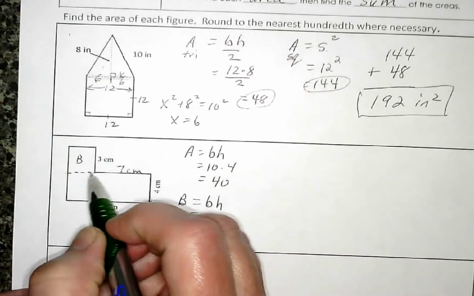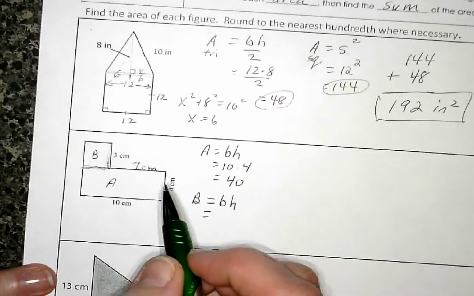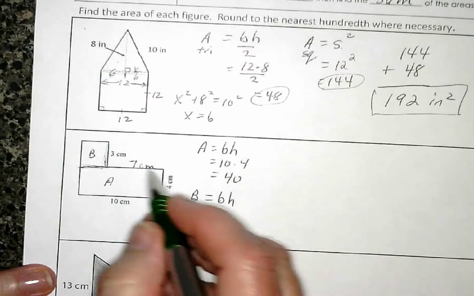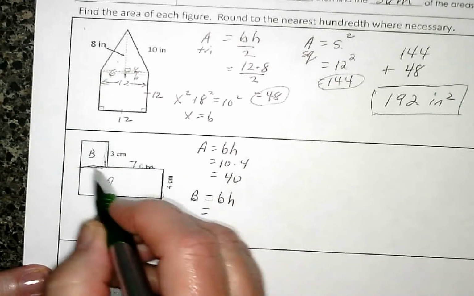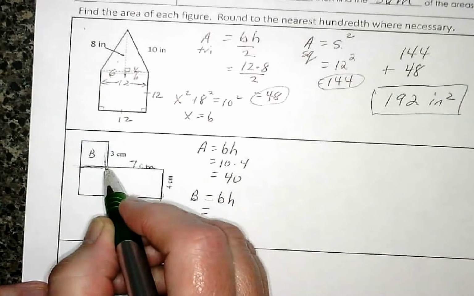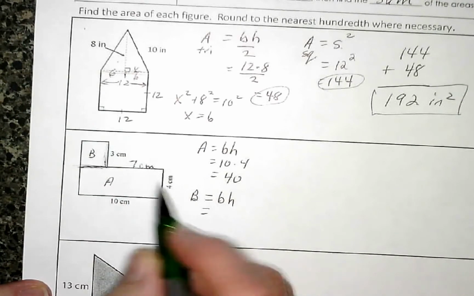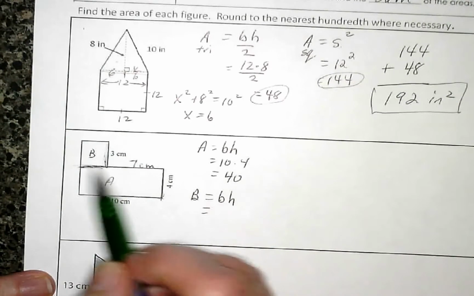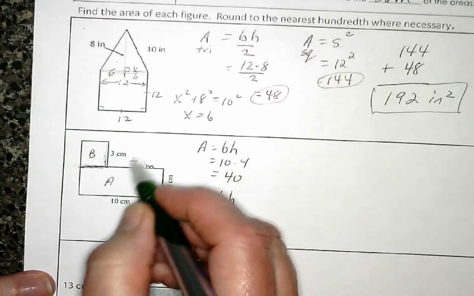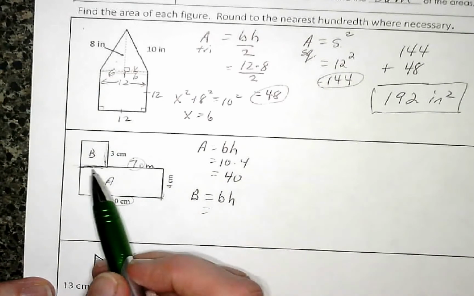So when I look at B, I see I have this side is 3, but I don't know this side. Okay, I need both of those. So if I am trying to find a horizontal missing piece, I look at the other horizontal pieces. So to help me find this little piece here going left to right, I'm going to look at the 7, I'm going to look at the 10. Those two are going to help me find this missing horizontal piece.